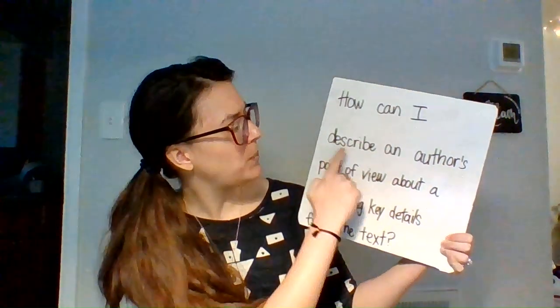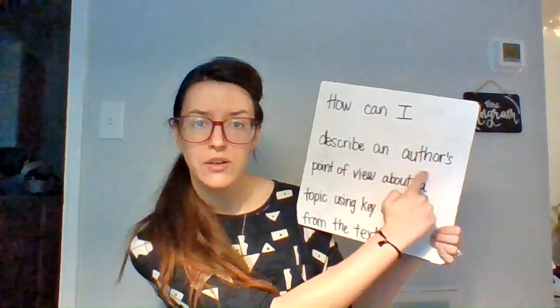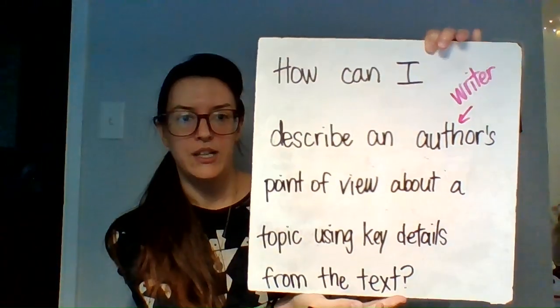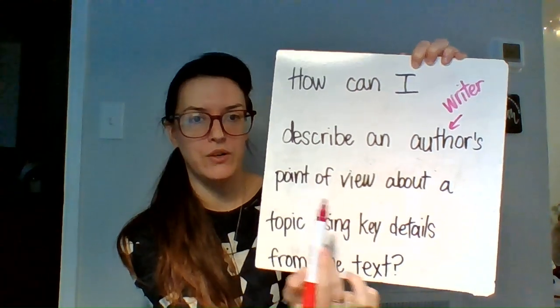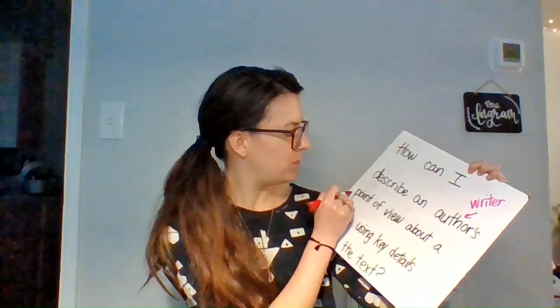So first of all, when we're talking about an author, what is an author? What does an author do? An author is the person who wrote the text. So it's the person who was writing. It is our writer. Now, looking at this, we're looking for the writer, the person who wrote the story. We're looking for their point of view.